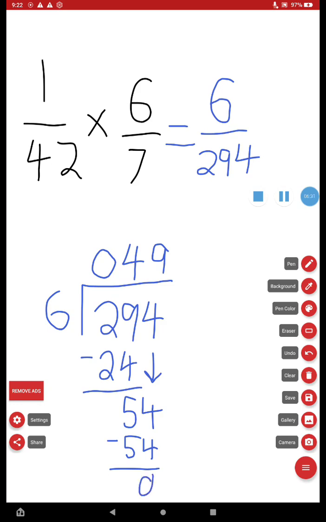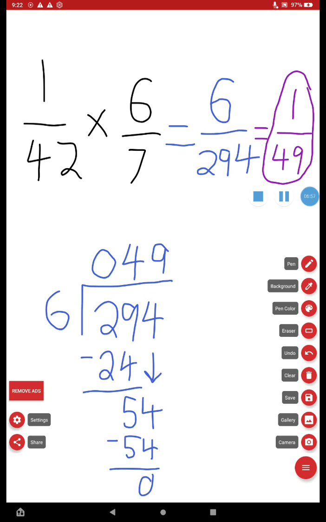So what do I do with that 49 now? Well, 49 now becomes my new denominator. My numerator, well, ask yourself, what's 6 divided by 6? 6 divided by 6 is 1. So this one gets simplified to be 1 over 49.